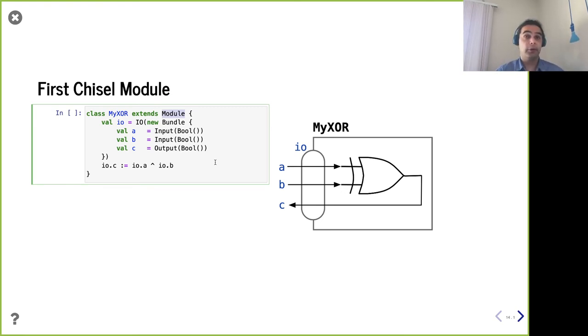Okay, so let's actually go ahead and build a Chisel object. Here's that module we're discussing. Module is a type inside the Chisel library that we extend using object-oriented inheritance in order to handle our use cases. This is a super simple module. So what does it do?